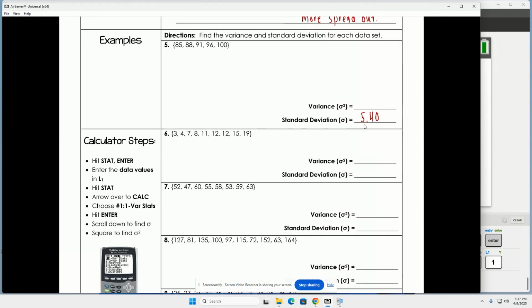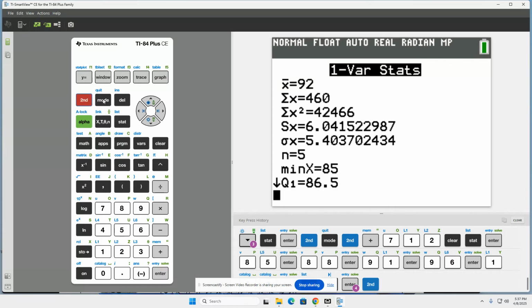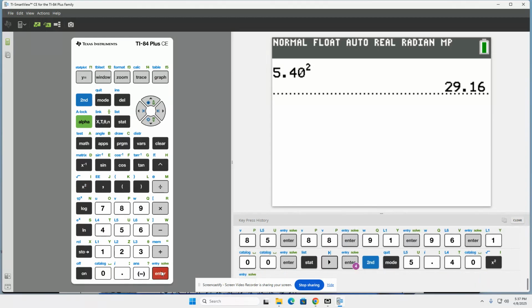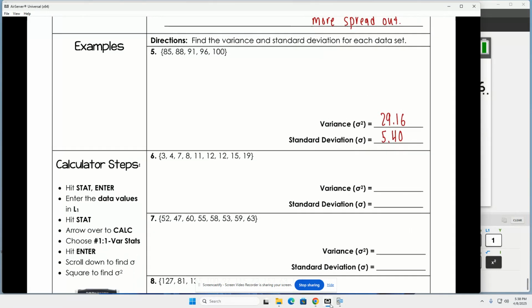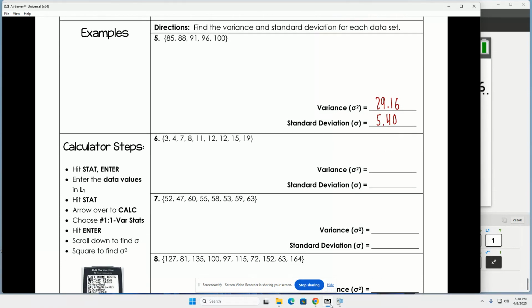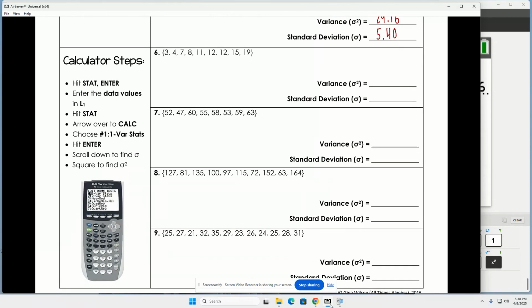But variance is taking that value and doing what to it? Squaring it. So we just go back to our home screen and we do 5.40 squared. And that is my variance, 29.16. Okay? So that's literally all there is to it. Your calculator literally finds a standard deviation, and then we use that to square it and find our variance. So it doesn't matter which one I do. I said I'd do number 7.